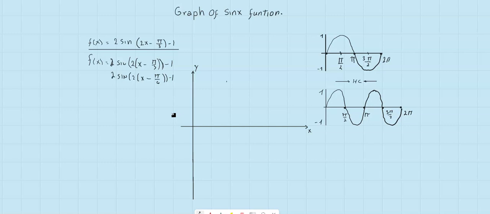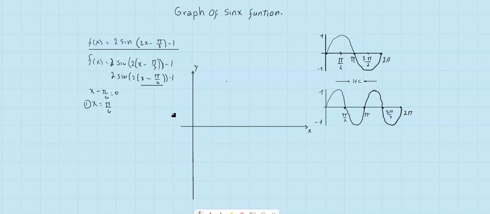Then we know that this negative means it's going to have a horizontal translation to the right. So we could take the argument here and say that x minus pi over 6 is equal to 0. Then x is equal to pi over 6. This is my first 0 right here.